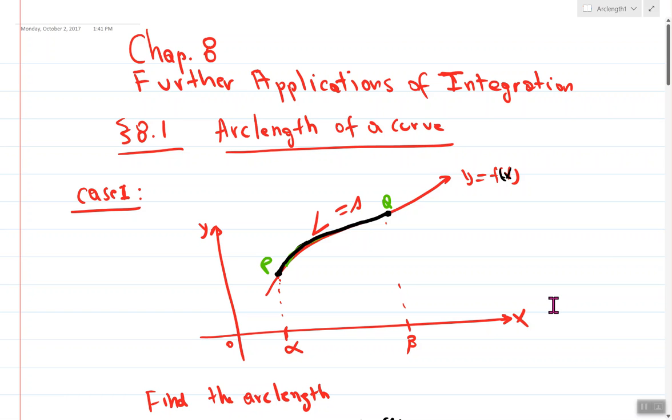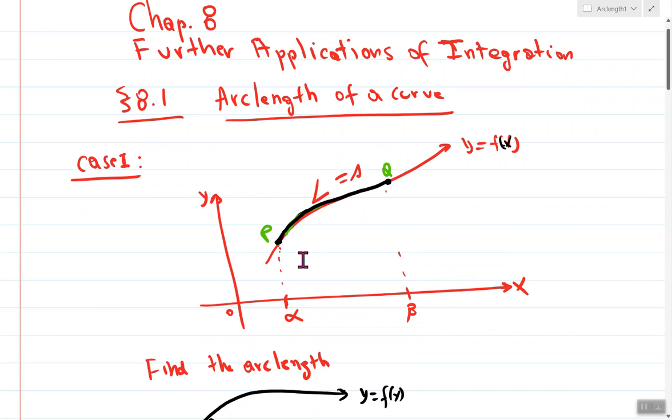Hello. So today I will discuss Chapter 8, Section 1. Chapter 8 is about more applications of integration. Section 1 of Chapter 8 is called Arclength of a curve. We have two cases that we're going to discuss. Case 1 is what you have in front of us.